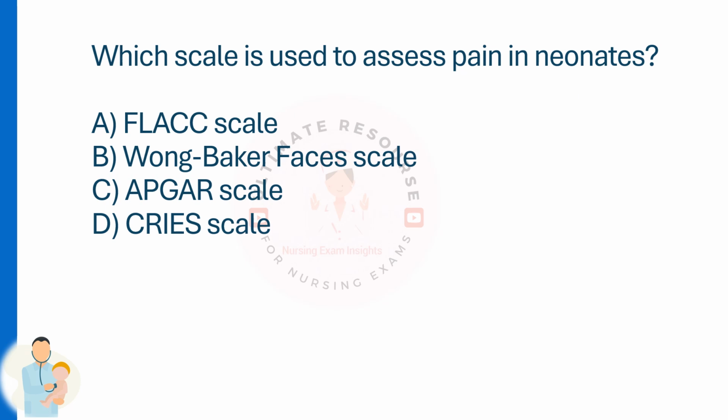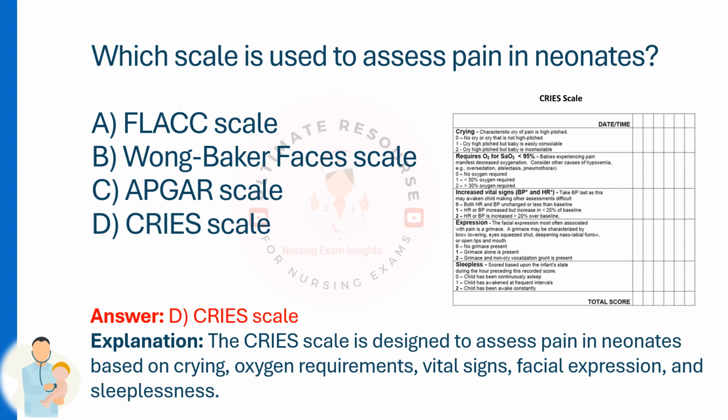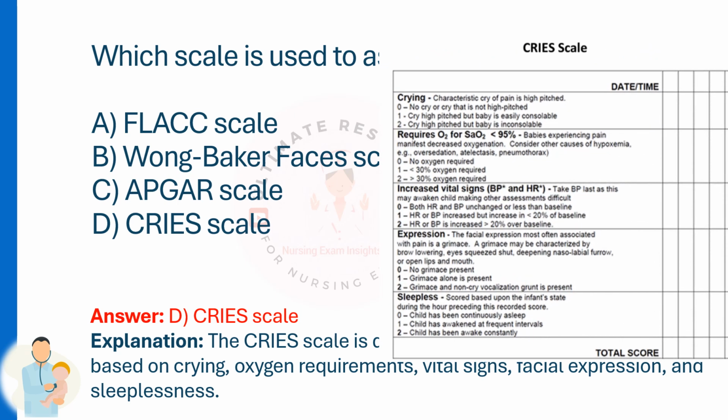Which scale is used to assess pain in neonates? Options are A. Flack scale, B. Wong-Baker FACES scale, C. Apgar scale, D. Cry scale. The answer is D. Cry scale. The Cry scale is designed to assess pain in neonates based on crying, oxygen requirements, vital signs, facial expression, and sleeplessness. The maximum score of 10 is possible.